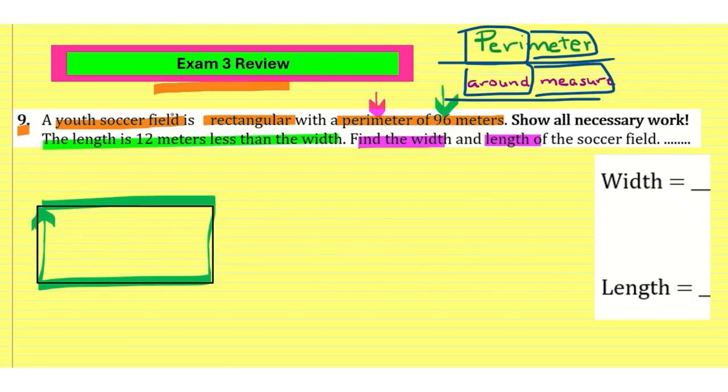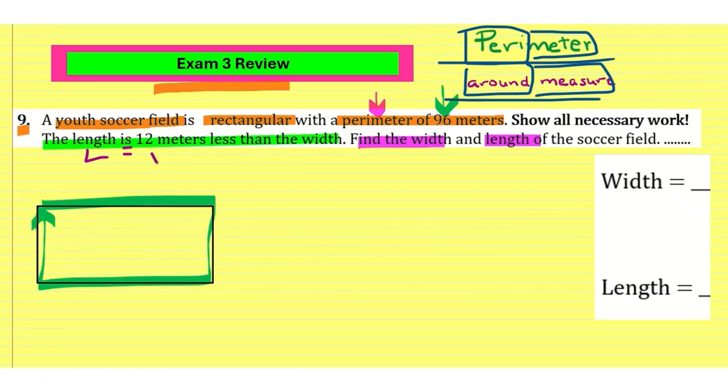Okay, they also tell us that the length is 12 meters less than the width. So the word "is" in math language means equals. So the length is equal to this. And so that means the length is based upon the width. So we're going to start with the width.